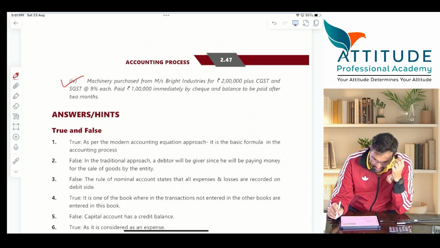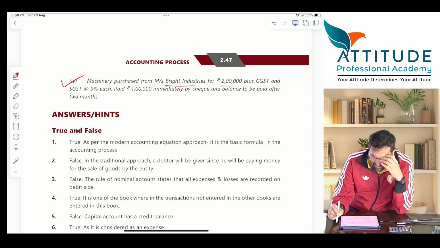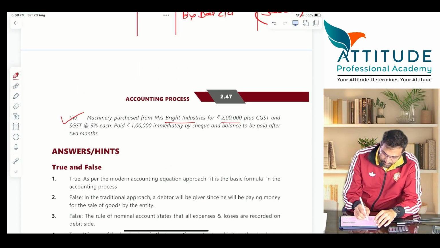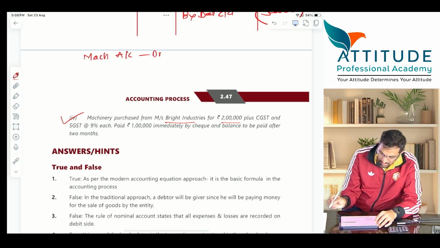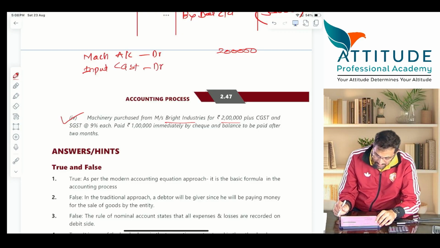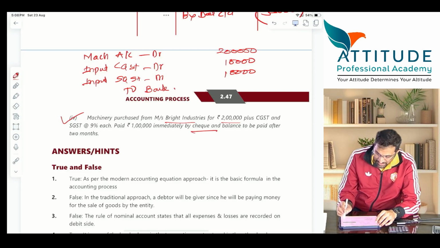Machinery purchased from Bright Industries. How much? 2 lakhs plus CGST and SGST. How much? 9% each. Paid 1 lakh immediately by cheque and the balance to be paid after 2 months. This is very simple. Tell me the entry. Machinery account debit, how much? 2 lakhs. Then input GST. Input CGST debit, how much? 18,000. Input SGST debit, how much? 18,000. To bank, cheque was given, right? Immediately paid by cheque, how much is it? 1 lakh.